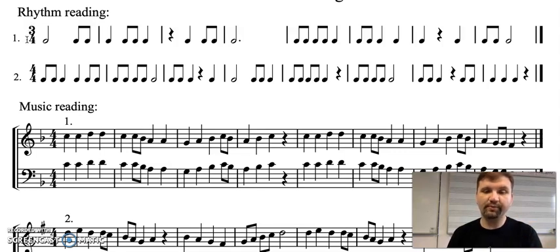And the bottom number means what note gets the beat, or what note equals 1 beat. In this case, the 4 represents a quarter note. So 3 beats per measure, and the quarter note gets 1 beat. Now, that means if you see a quarter note, it's worth a beat. But what if you see a half note? Well, that means that that is worth 2 beats because 2 quarters fit into 1 half.